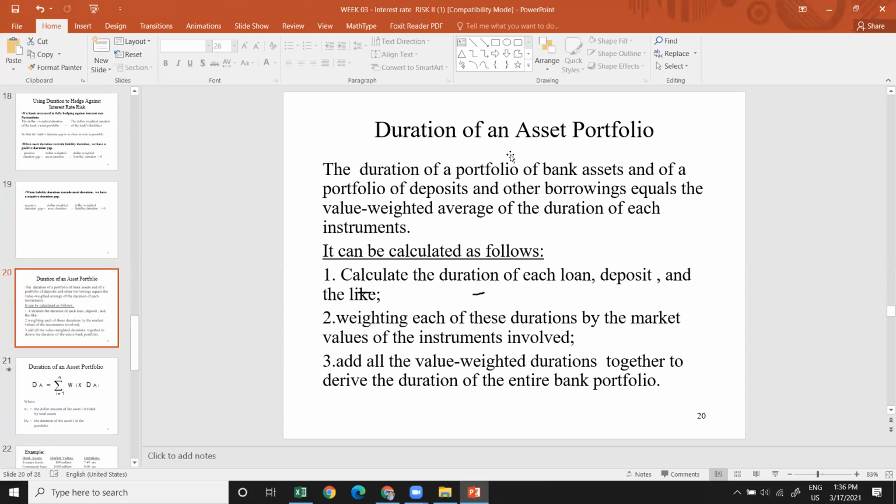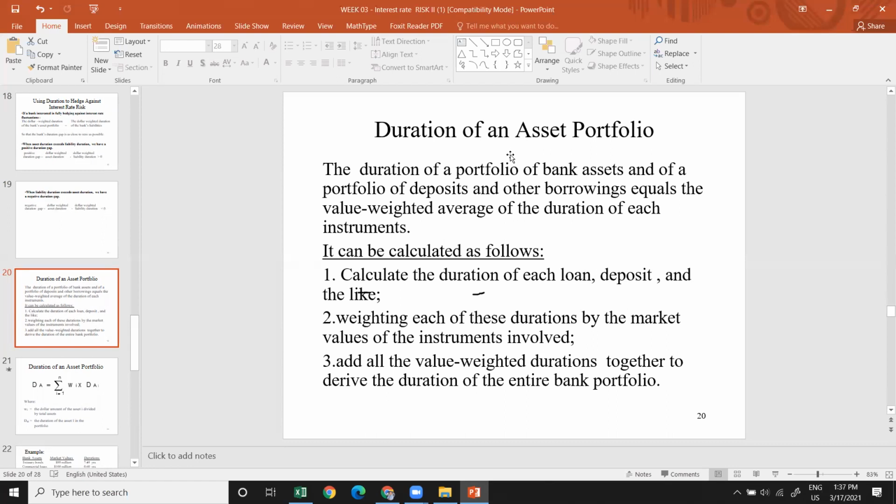Duration of an asset portfolio. Okay, so far we have been treating financial instruments, assets or liabilities, one by one, separately. What if we have a portfolio of bank assets and a portfolio of deposits and borrowings? Its duration is equal to the weighted average of the duration of each instrument. It can be calculated in the following way.